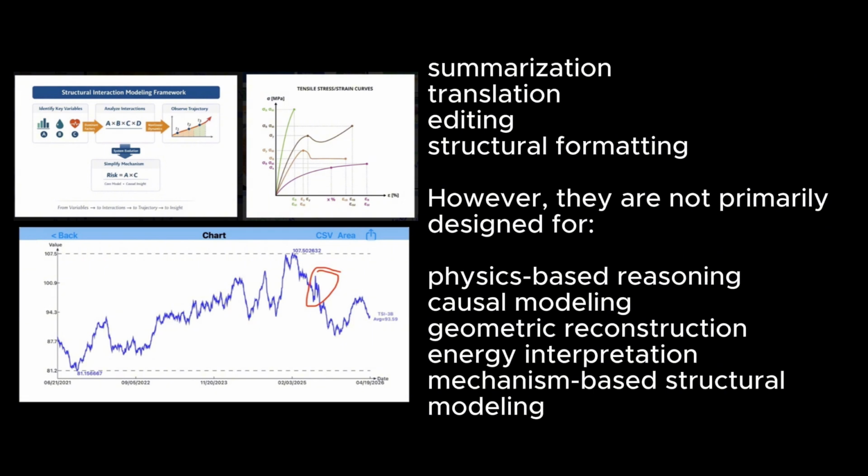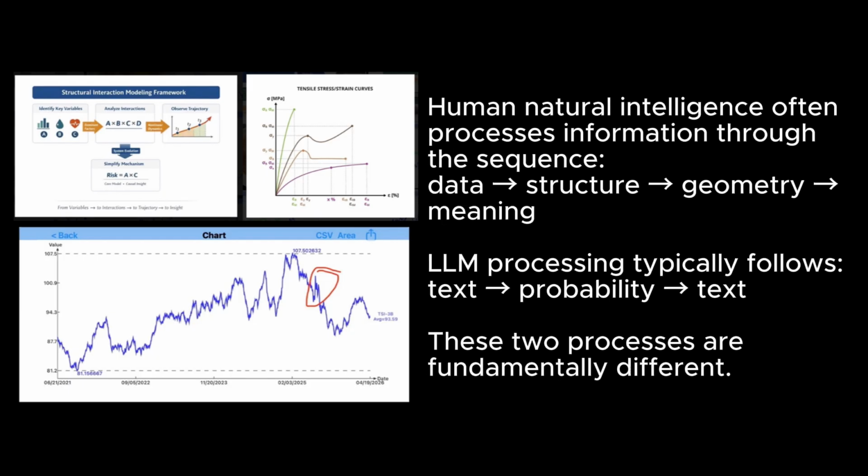However, they are not primarily designed for physics-based reasoning, causal modeling, and geometric reconstruction or interpretation. Mechanism-based structural modeling: human natural intelligence often processes information through the sequence data gives structure, structure gives geometry, geometry gives meaning, and processing typically follows. Text gives probability, probability gives text. These two processes are fundamentally different.